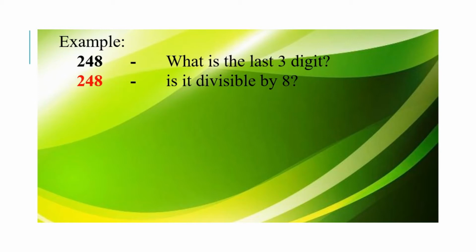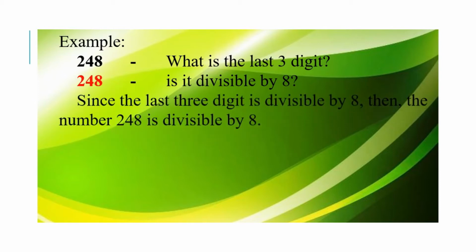Question. How did you know that 248 is divisible by 8? Very good. We will divide 248 by 8. And if the quotient or the answer has no remainder, it means that the number 248 is divisible by 8. Since the last three digits is divisible by 8, then the number 248 is divisible by 8. Understood? Very good. Clap your hands.